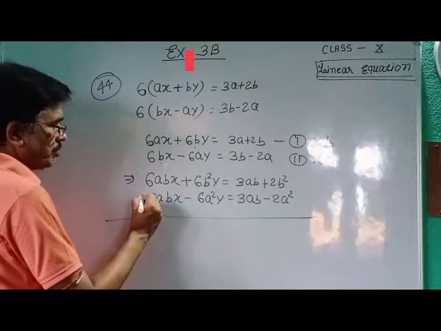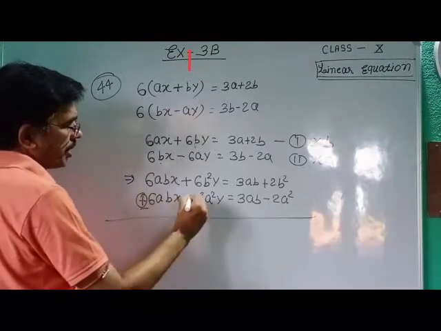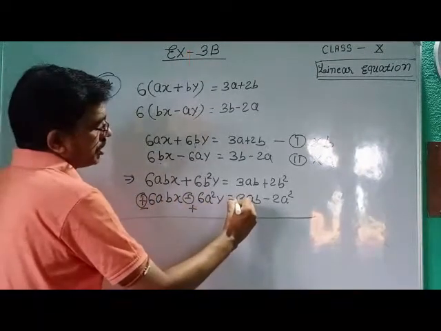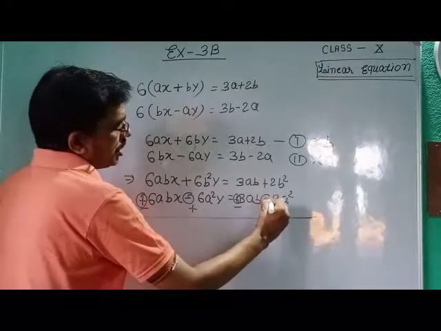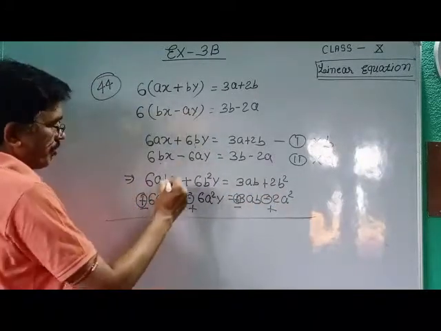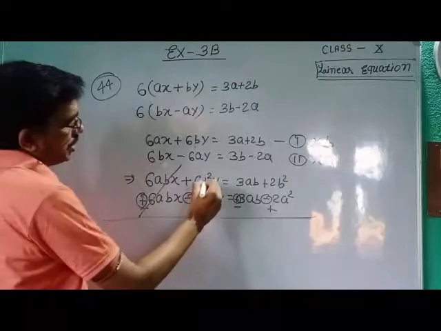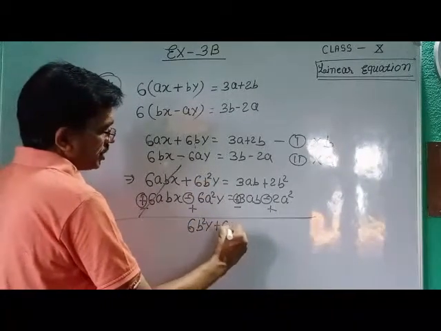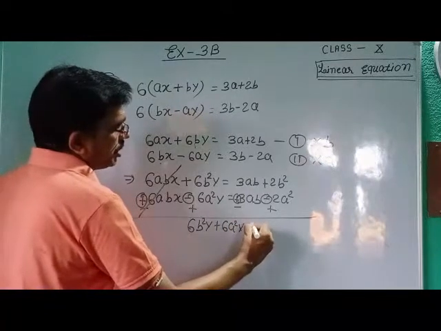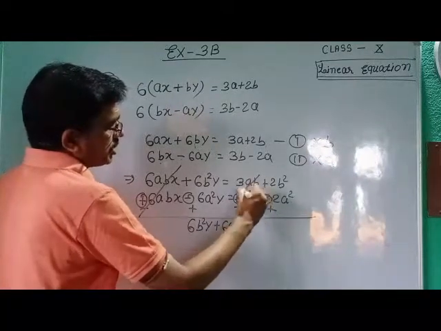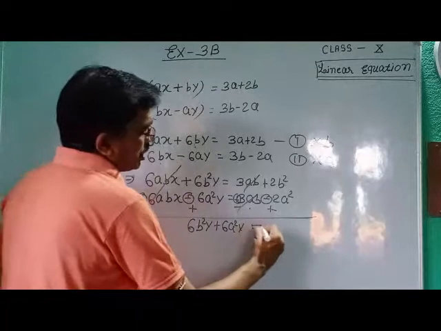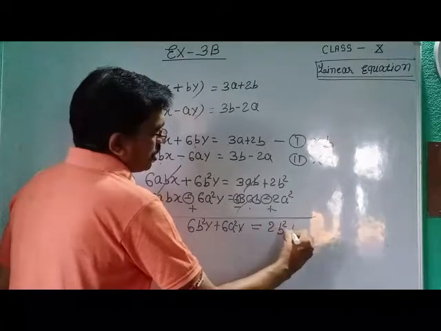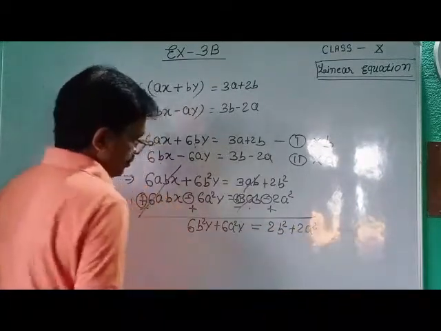Both have the same sign, so it is subtracted. It is plus, then minus, then plus. Both 6abx terms are eliminated. Here is 6b²y plus 6a²y. This is 3ab and this is minus 3ab, also eliminated. It's equal to 2b² plus 2a².